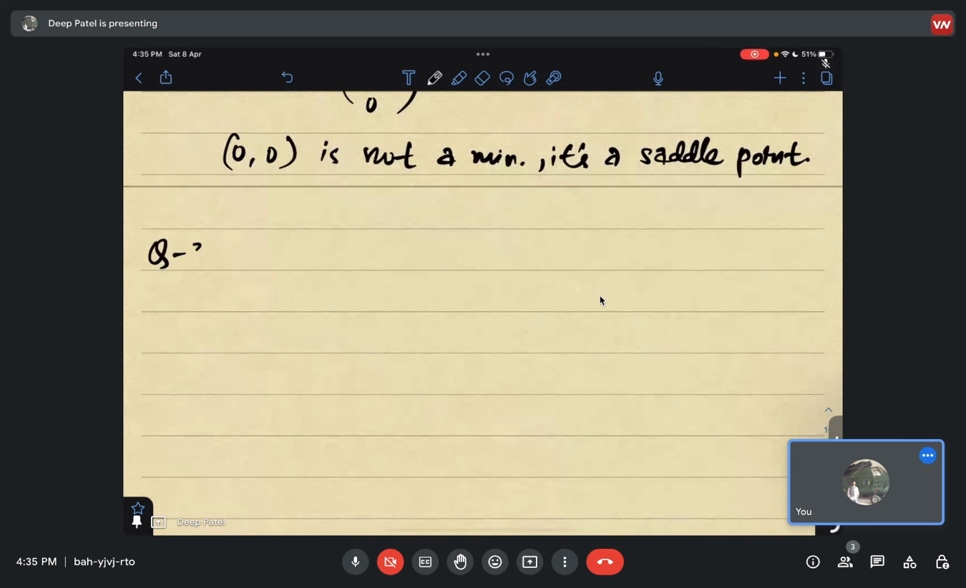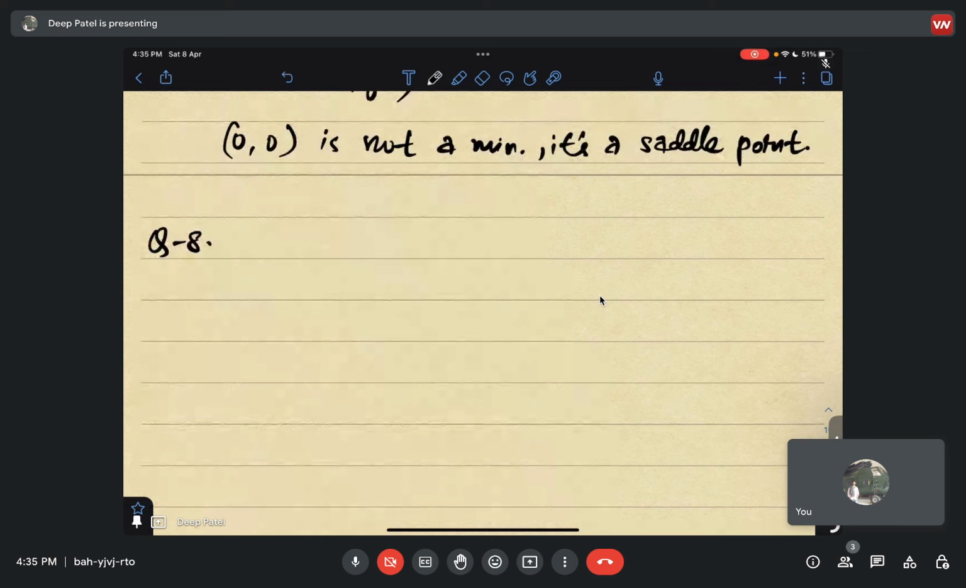Okay, question 8. Dwelling a bit further on the limitations of using Newton's method.